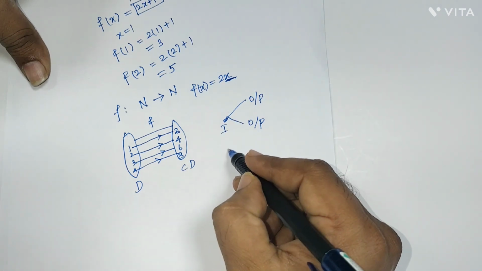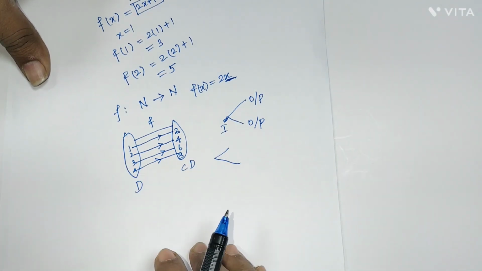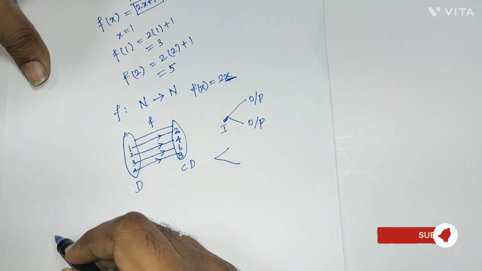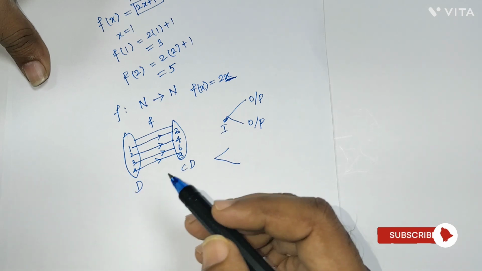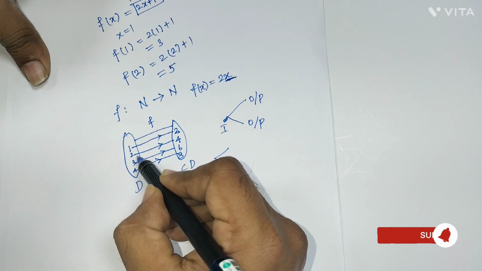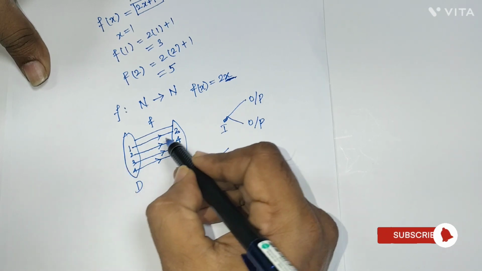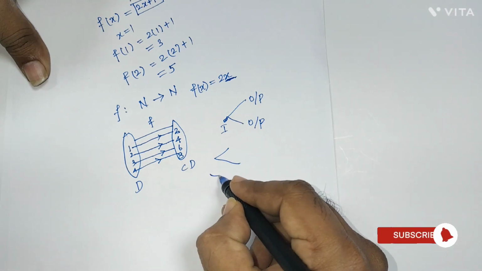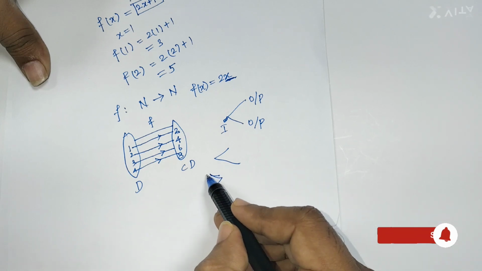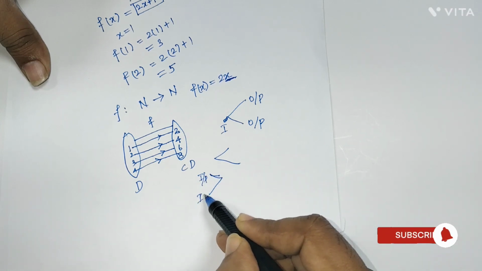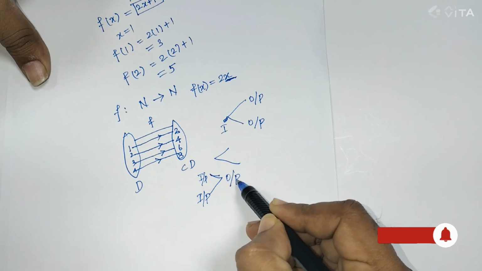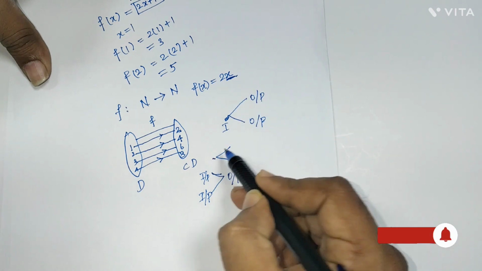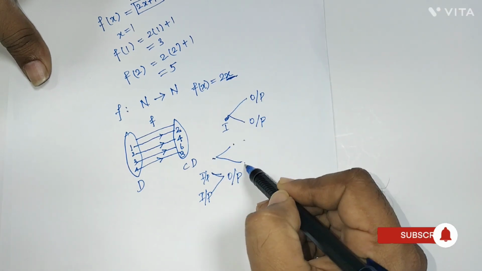Simply put, the less-than form is not possible in a function. One input cannot give two outputs, but two inputs can give one output, the same value. So less than is not possible, greater than is possible. Greater than means I take two inputs and they give one output, that's possible. But one input giving two outputs is not possible.